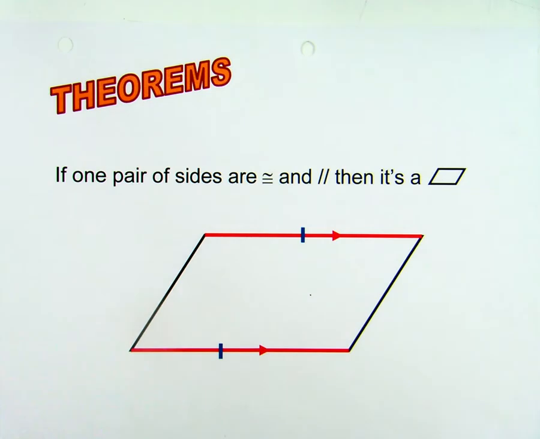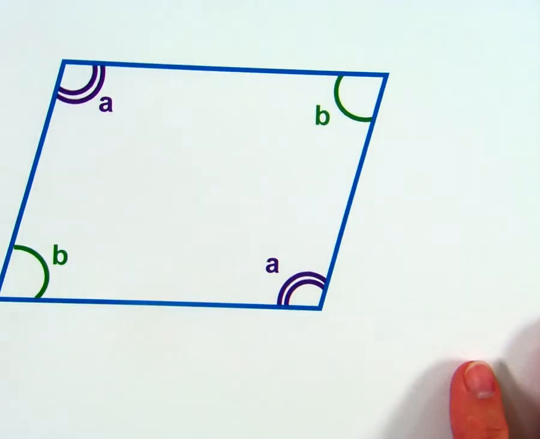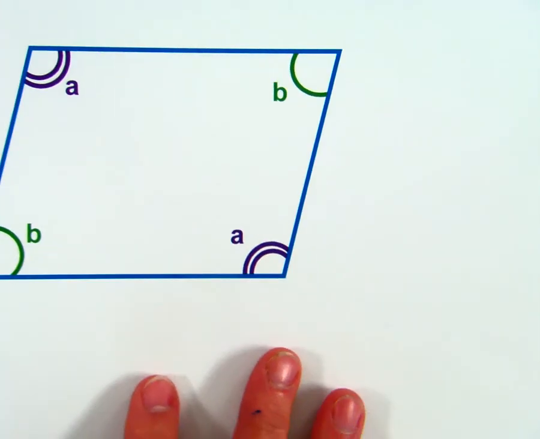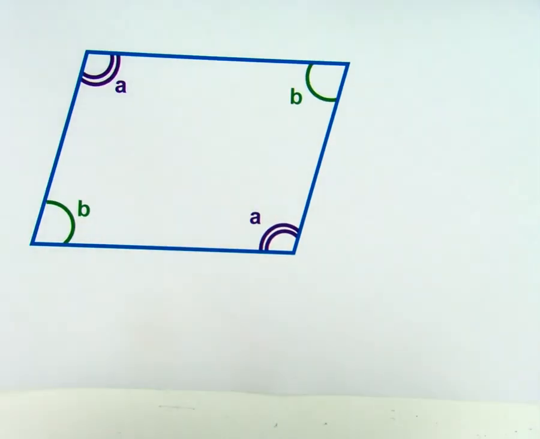Okay, next circumstance. Here I've got, I don't know if this is a parallelogram or not. I'm just trying to show, again, if this is a parallelogram, if there's some kind of a shortcut that I can use. So is there a shortcut to tell me that this is a parallelogram?